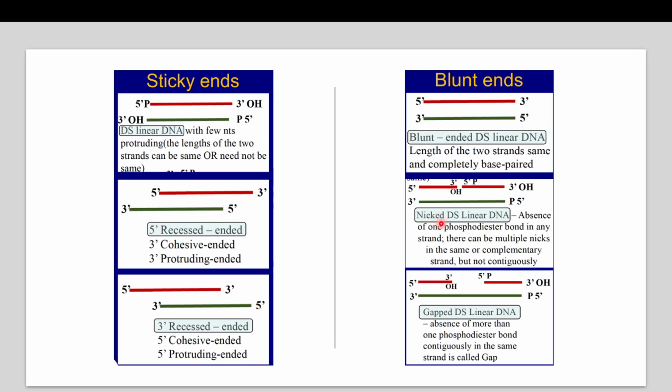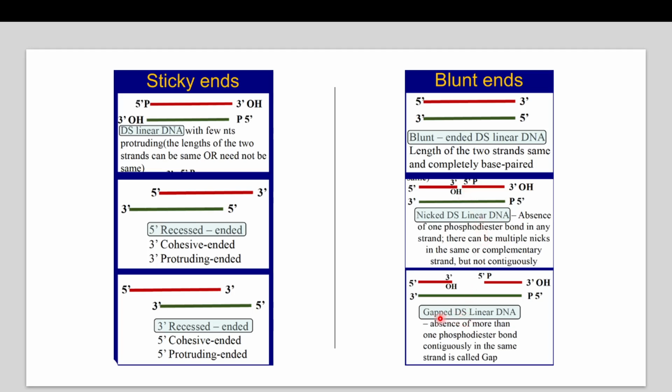Now, mixed double-stranded linear DNA. Here there is absence of a phosphodiester bond in any one strand. See here in this case, there's a 3 prime OH present here, there's a nick present. So 5 prime to 3 prime OH and then 5 prime phosphate here and 3 prime OH here. There can be multiple nicks in the same or complementary strand, but not contiguously. Then there might be a gap in double-stranded linear DNA. When we call it a nick, it means that at only one of the strands there's breakage in the phosphodiester bond, or there's no phosphodiester bond present.